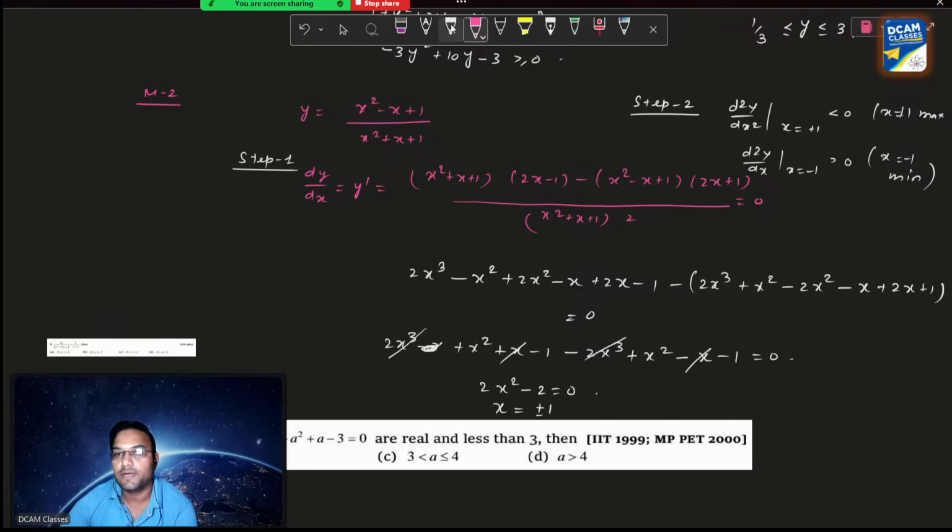So if I find at x is equal to 1, it will be 1 minus 1 plus 1, 1 by 3. At x is equal to minus 1, it will be 1 plus 1 plus 1, 3, divided by 1 minus 1 plus 1, 1. See, I have got 1 by 3 comma 3. This is your method 2.